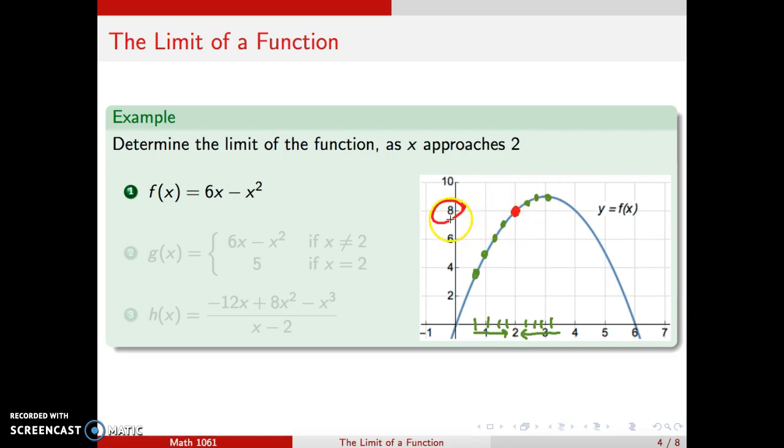We can get arbitrarily close to 8 as we like by picking values of x arbitrarily close but not equal to 2. So just by inspection, we would say here the limit as x approaches 2 of f of x equals 8. Again, as x gets closer and closer to 2, function values get closer and closer to 8.